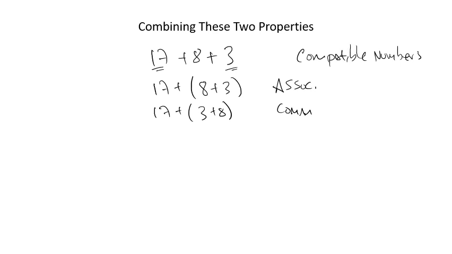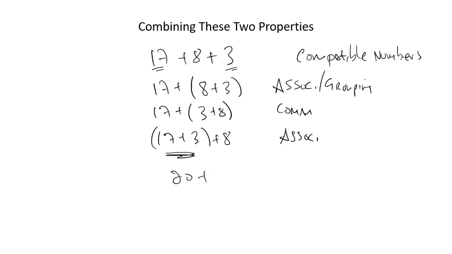I'm going to use the commutative property to switch these around. And now I'm going to use the associative property one more time. You could say this is by definition of grouping, but I would just call it associative. Either way would work. So now I'm going to use the associative property to move these parentheses over here. And now I have my compatible numbers together. 20 plus 8 equals my 28. I'm not suggesting that we go through this process every single time, but it is worth going through this process at least a couple of times so we see how these properties work and we can see why they are important.